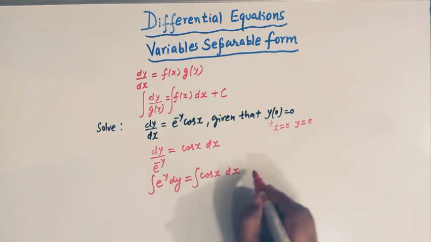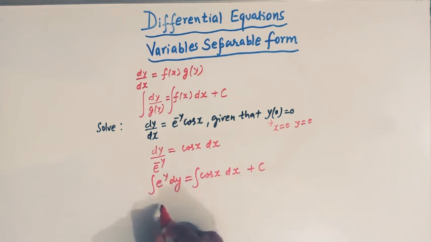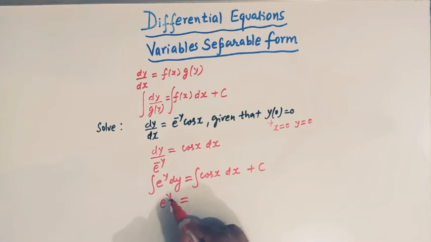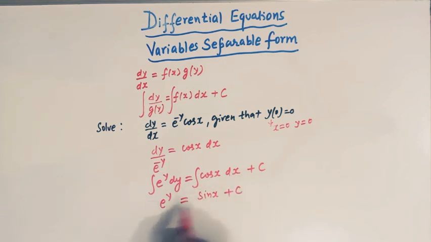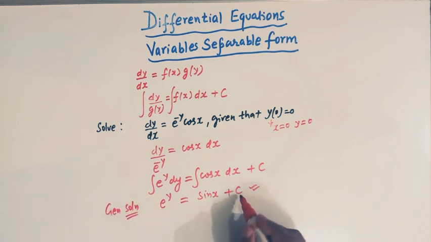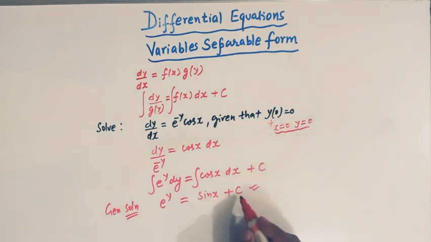Now integrating both sides, we have c as the constant of integration, so here we have e raised to y, because the integral of e raised to y is e raised to y, and the integral of cos x is sin x plus c. Now this is the required solution of this differential equation. In fact, this is the general solution, right? General solution, because here c is the arbitrary constant.